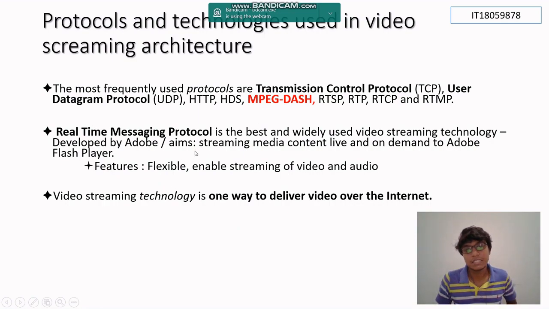And the main features of the Real-Time Messaging Protocol are that it is flexible and enables streaming of video and audio. When you have a good internet connection, it works without trouble, but otherwise it's going to lag, and we face problems. So when we are on YouTube and you don't have a good connection, it keeps loading. And video streaming technology is one way to deliver video over the internet.